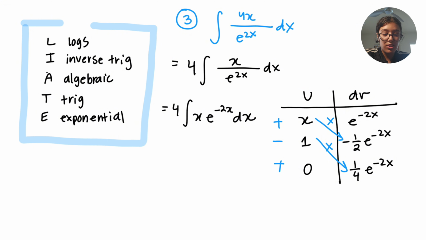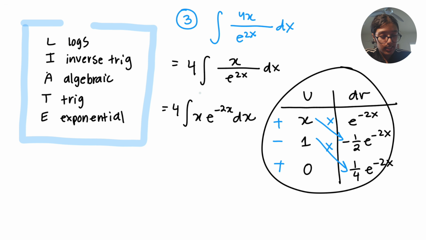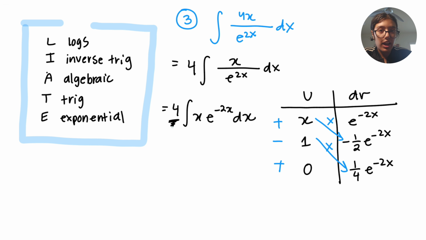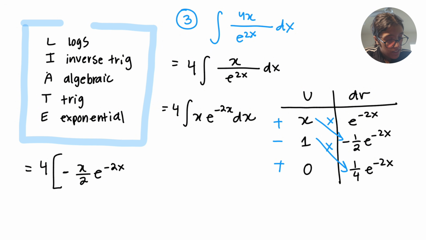And one thing to note, this part is the answer to this part. We still have to multiply our final answer by 4 because we took that 4 out. So solving that part, I'm going to write 4x times this part right over here, which is negative x over 2 e to the power negative 2x. And then 1 times this part over here. Be careful for that minus sign. So that is negative 1/4 e to the power negative 2x.